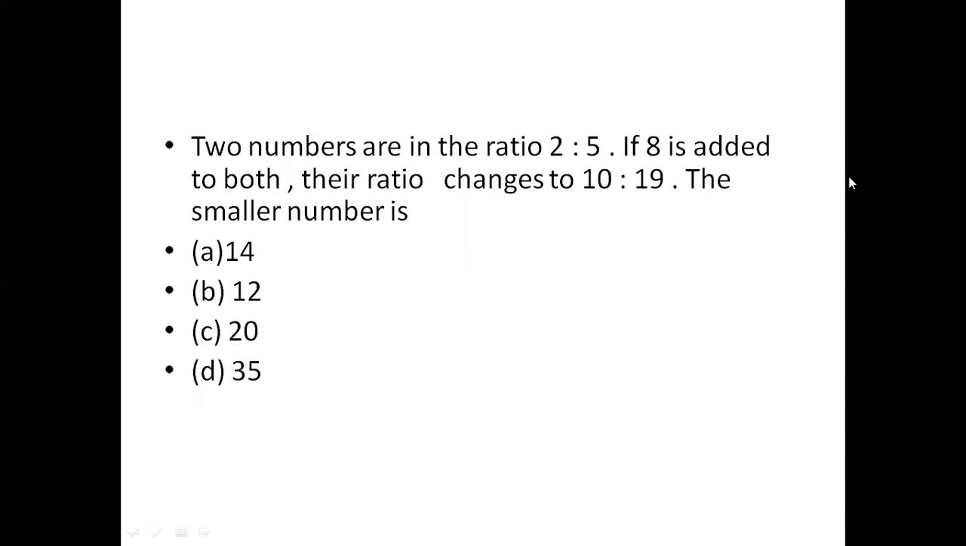Let me help you to understand it better, guys. Two numbers are in the ratio 2 is to 5 means I don't know what the numbers are. I can take the ratio as 2 is to 5 like this. As the numbers are in ratio, you can take a common factor x. So the numbers can be represented as 2x and 5x.